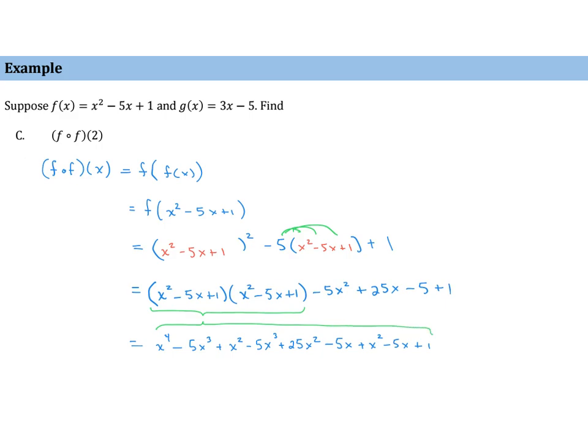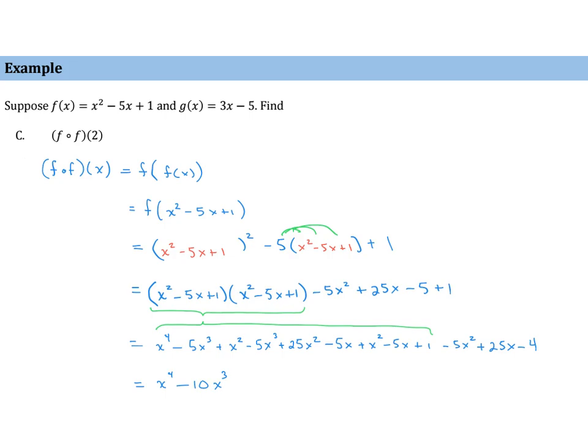Now, we have negative 5x squared plus 25x minus 5 plus 1. That's minus 5x squared plus 25x. And then we can go ahead and take negative 5 plus 1 and get minus 4. Collecting like terms, what do we obtain? We have x to the fourth minus 10x cubed. We have the negative 5x cubed and the negative 5x cubed.